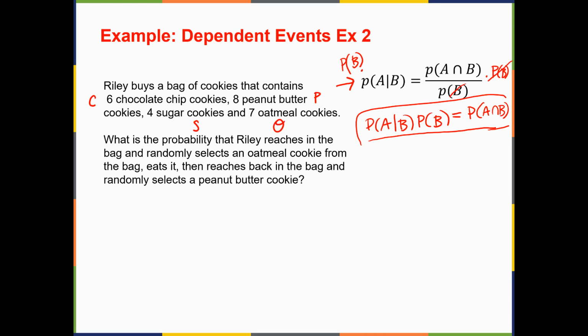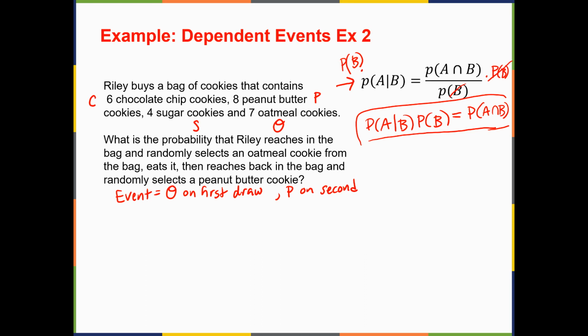All right, what is the probability that Riley reaches into the bag and randomly selects an oatmeal cookie from the bag, eats it, then reaches back into the bag and randomly selects a peanut butter cookie? So what we want to know, the event we're interested in here, is that he gets an oatmeal cookie on the first draw, and then a peanut butter cookie on the second. And that's an and statement. We want oatmeal on the first and peanut butter on the second.